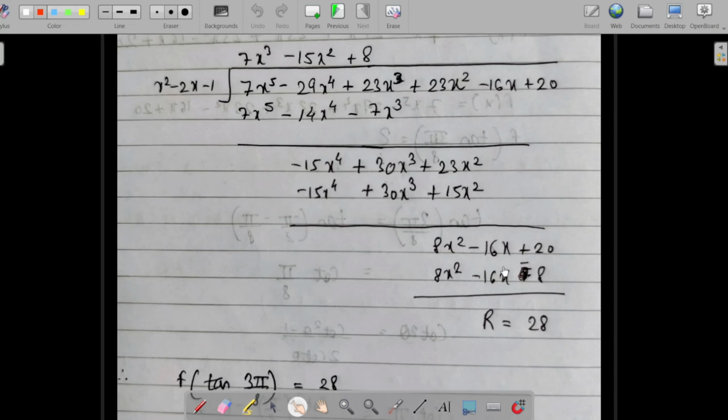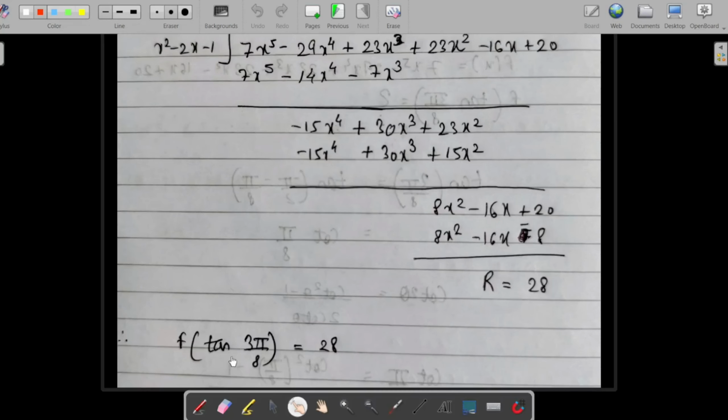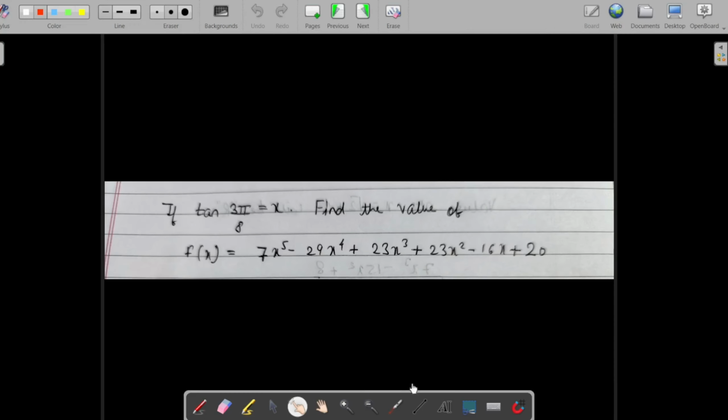So finally when you do that, you will get the remainder as 28. So the value at tan 3 pi by 8 of that long expression is 28, and this is our answer. The answer to this question is 28. See how simple. But you should be able to know the underlying concept or the underlying logic behind this question, because the same logic will be applicable to many other questions that you might come across in your JEE exam.